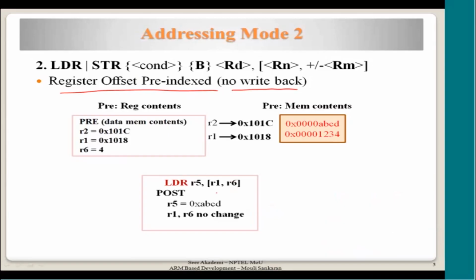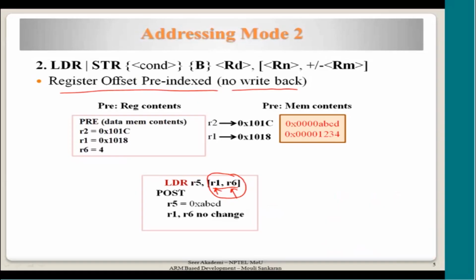What does it mean? Whenever I am accessing the memory, I am asking the processor to compute a new address based on the value in R6, but I am saying that please don't modify the original content of R1 and R6 while you do this. That is what I am saying. No write back. So every time you compute the address and then use it.